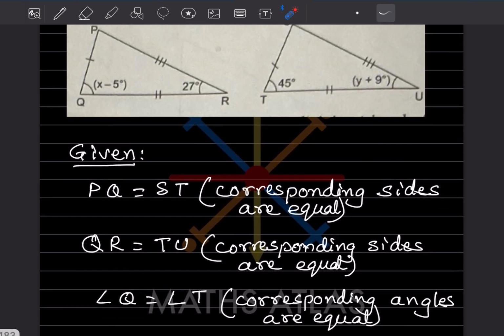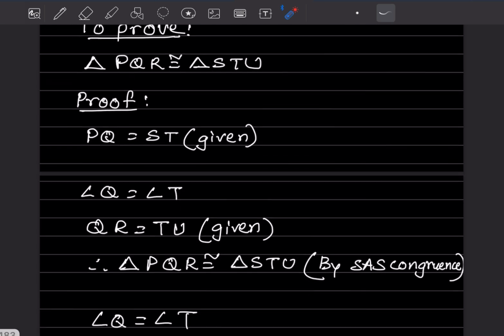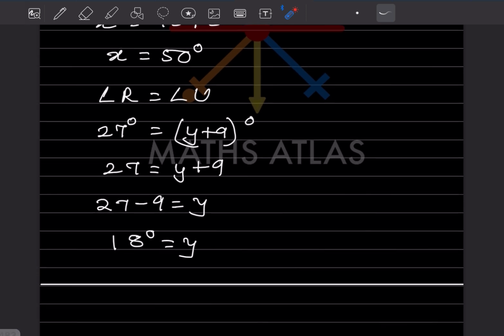So now what will you do? You will take this and this one. So angle R is equal to angle U. So Y plus 9 is equal to 27. Or we can write 27 is equal to Y plus 9. So angle R is equal to angle U. So 27 is equal to Y plus 9. When you take this plus 9 on this side, that is going to be minus 9. So that is Y. So 18 will be Y.